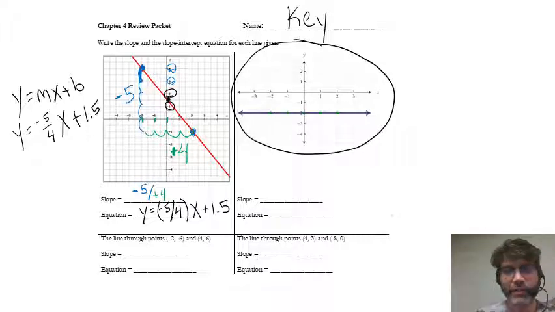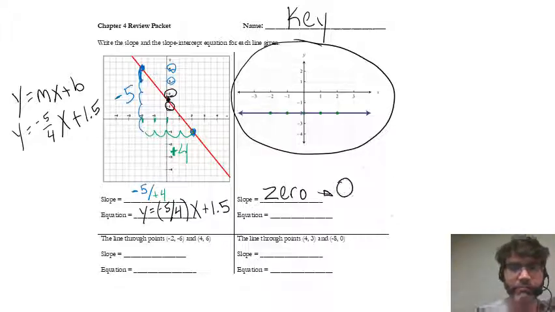Let's move on to the horizontal line in this graph over here. Okay, remember, horizontal lines always have a slope of 0. So you could write in 0, or you could just write in 0. Okay, so you could write either of these.